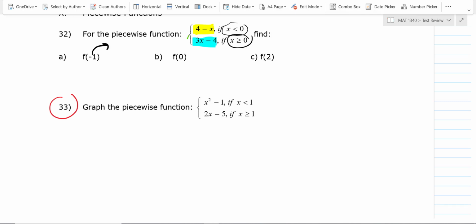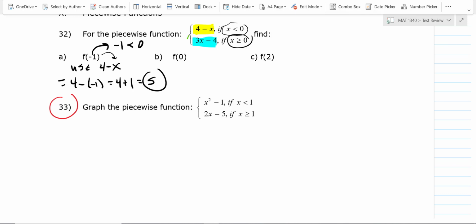So -1 is less than 0, right? So that means you're going to use 4 minus x, okay? So just plug it in. You plug in the -1 for x, and you get 4 minus -1. So that's 4 plus 1, which is equal to 5. So all you've got to do is know which one to plug into, okay?